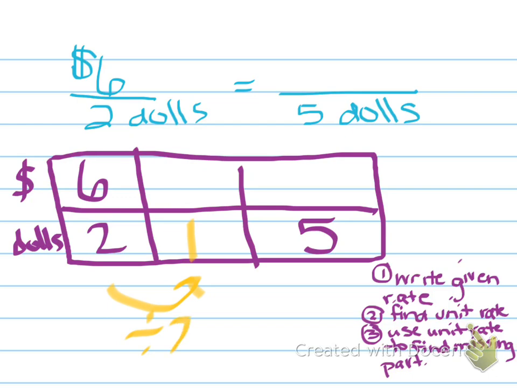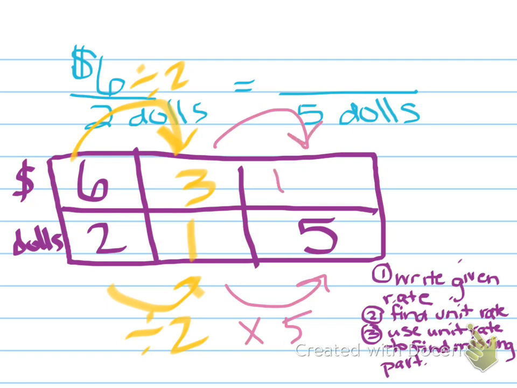would be dividing by 2. When I do the bottom, I do the top. And what you'll find is that the unit rate is $3 for 1 doll. Using that information, I now can go from 1 doll to 5 dolls, and I can say, okay, I'm going to multiply that by 5, and then I'm going to say, okay, $15 for 5 dolls.